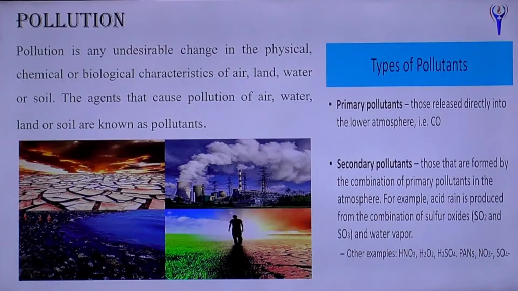What is pollution? It is an undesirable change in the physical, chemical or biological characters of land, air, water or soil, and the agents which cause these kinds of pollution are known as pollutants. The pollutants are of two types, primary and secondary. Primary means it is directly released into the atmosphere, whereas secondary means it is formed from a combination of primary pollutants and then comes out in the environment. An example for primary is carbon monoxide, and examples for secondary are HNO3, H2O2, H2SO4, etc. It goes on.